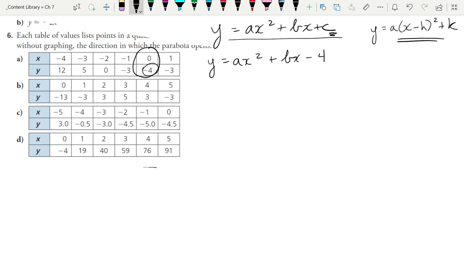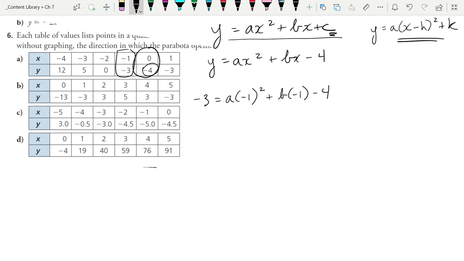Well, that's the only one I know directly. I don't know what a and b are, but I can figure it out by just picking any other 2 points. How about I'll pick this point here, right next door. When x is -1, y is -3. So y is -3 when x is -1.